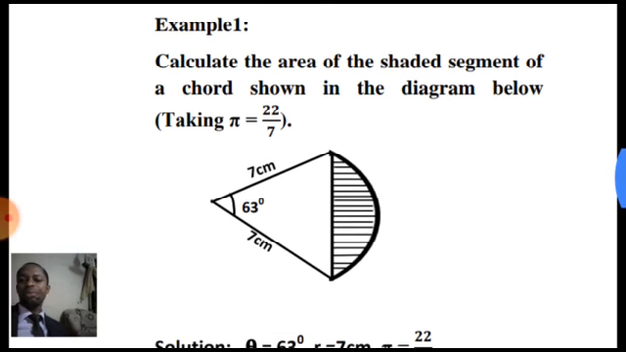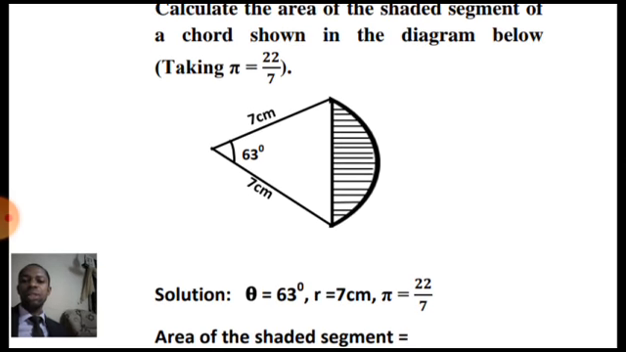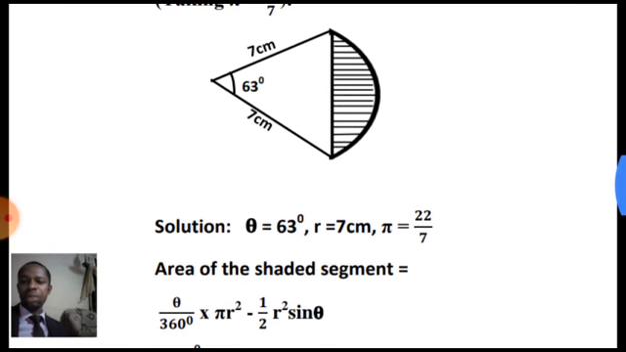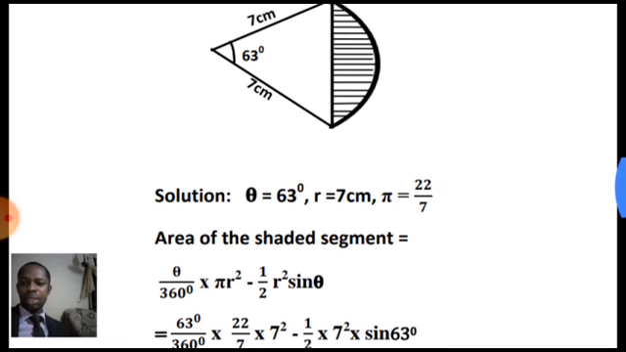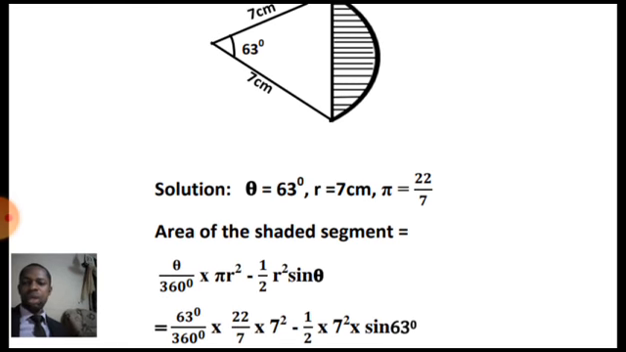Now, theta is given to be 63 degrees, while our r is given to be 7 centimeters, and pi is 22/7. Don't forget that anytime you want to find the area of the shaded segment, you need to write out the formula, which is theta over 360 times pi r square minus half r square sine theta. Now, when you substitute, you have 63 degrees over 360 degrees times 22/7 times 7 square minus half times 7 square times sine 63.